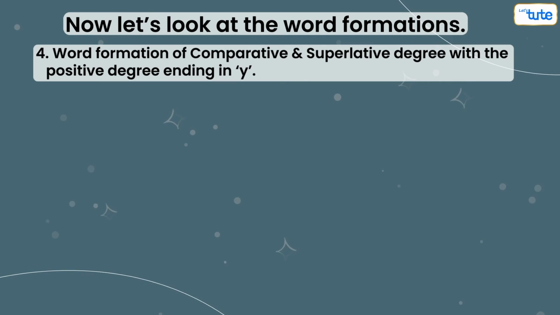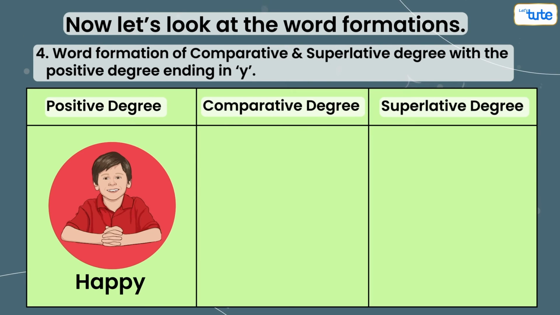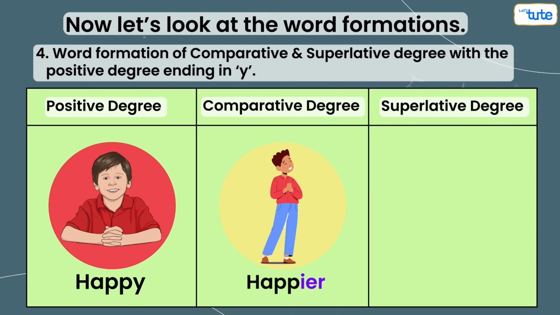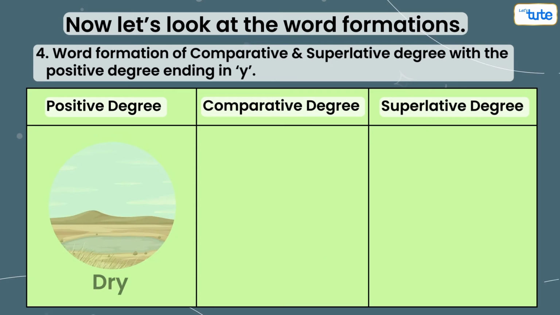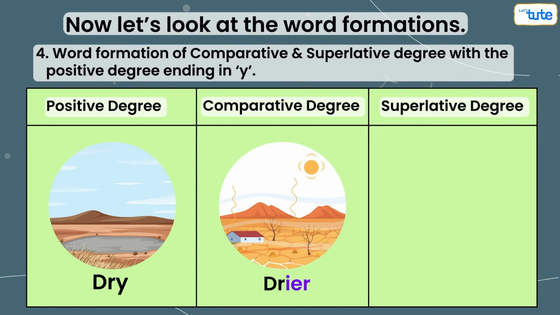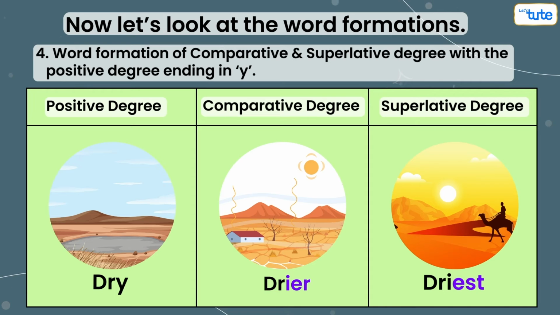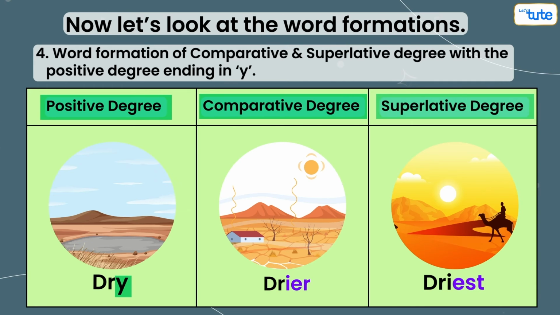Word formation of comparative and superlative degree with the positive degree ending in y. Happy becomes happier in comparative and happiest in superlative. Dry in positive becomes drier in comparative and driest in superlative. In this word formation, the positive degree word ending in y is changed into a comparative and superlative degree by changing the letter y into i, adding the letters er or est respectively.